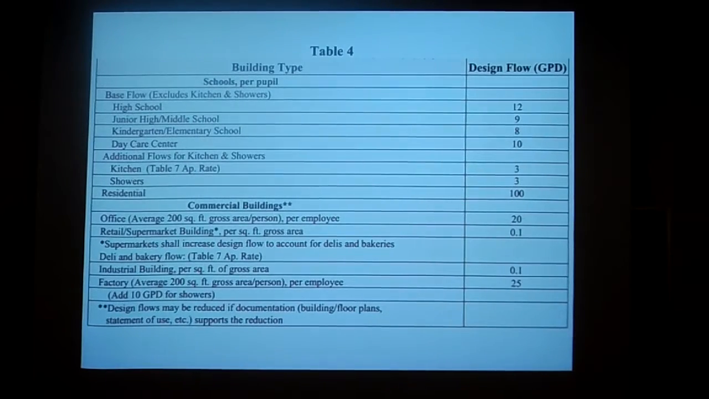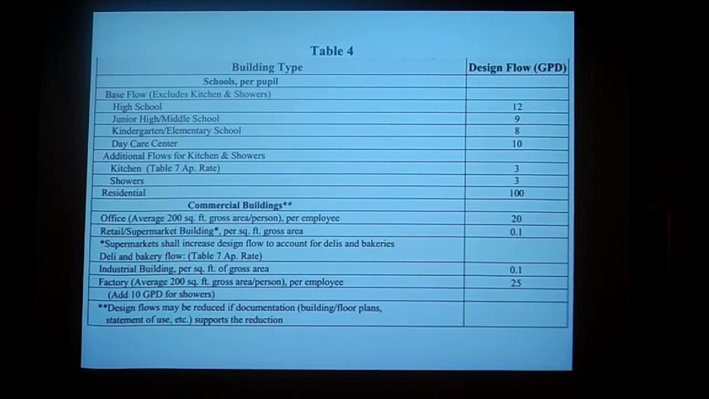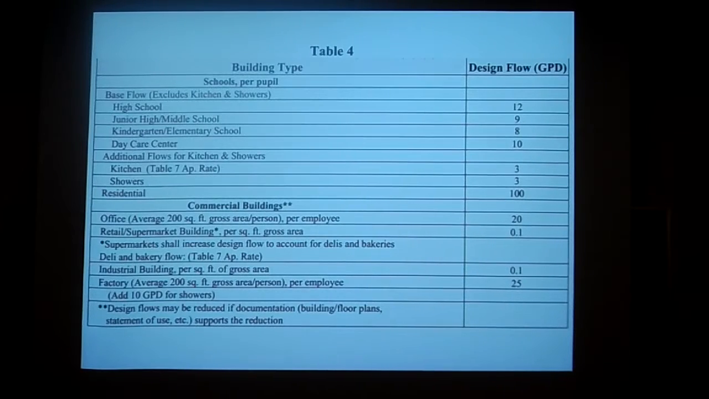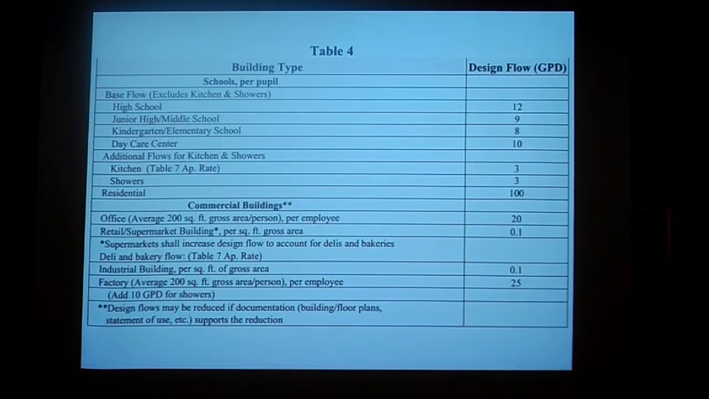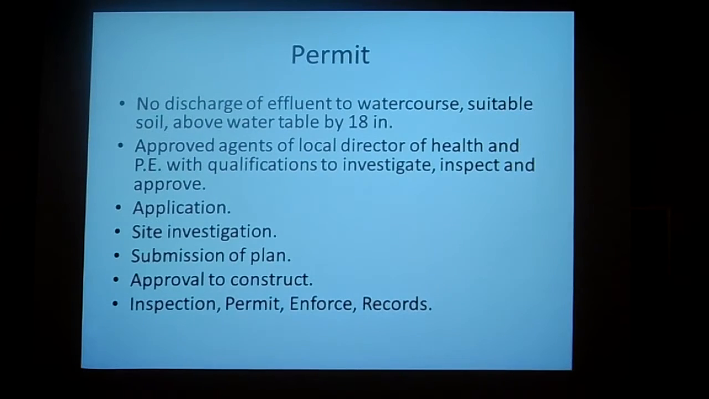Here's an example of the table from the Department of Public Health's technical standards. If you were an engineer tasked with designing a septic system for a high school, you would look at this table and see that the design flow needs to be 12 gallons per day per student. In order to receive a permit for these septic systems, you need to meet several guidelines.